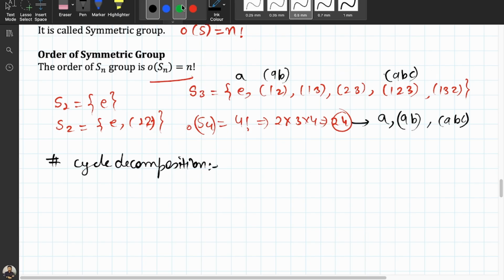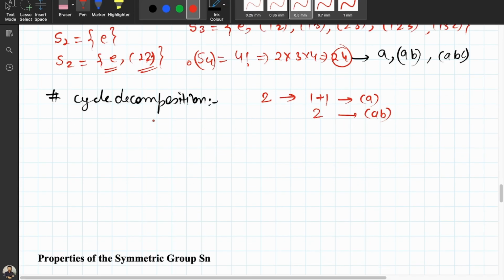What is cycle decomposition? If you are writing 2, in how many forms can you decompose this 2? For example, 1 plus 1, and 2. There are 2 ways. 1 plus 1 means A, B, so a simple A type element will be there and an AB type element will be there. You can see this is A type, this is AB type.